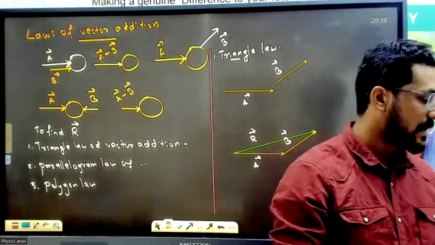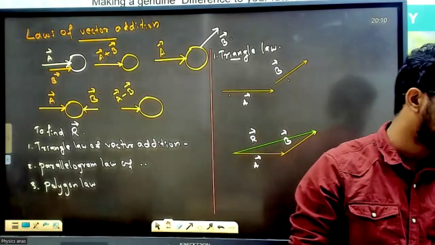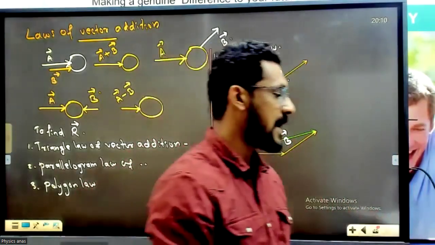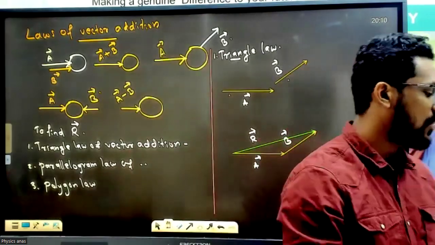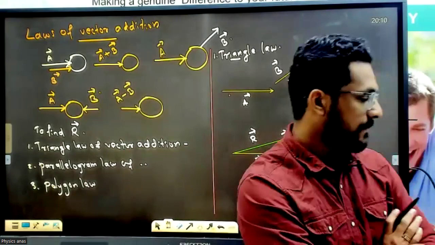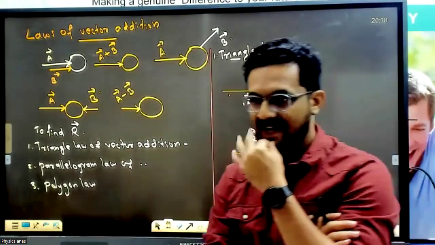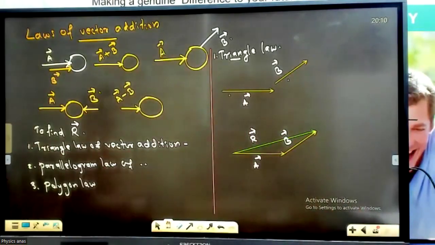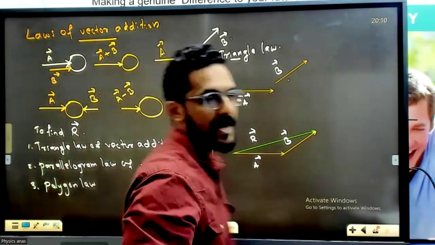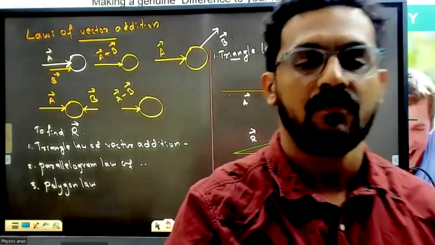Got it? Then write triangle law of vector addition, parallelogram law of vector addition, polygon law of vector addition. Three of them. First triangle law, then parallelogram law, third polygon law. Now write the triangle law of vector addition.